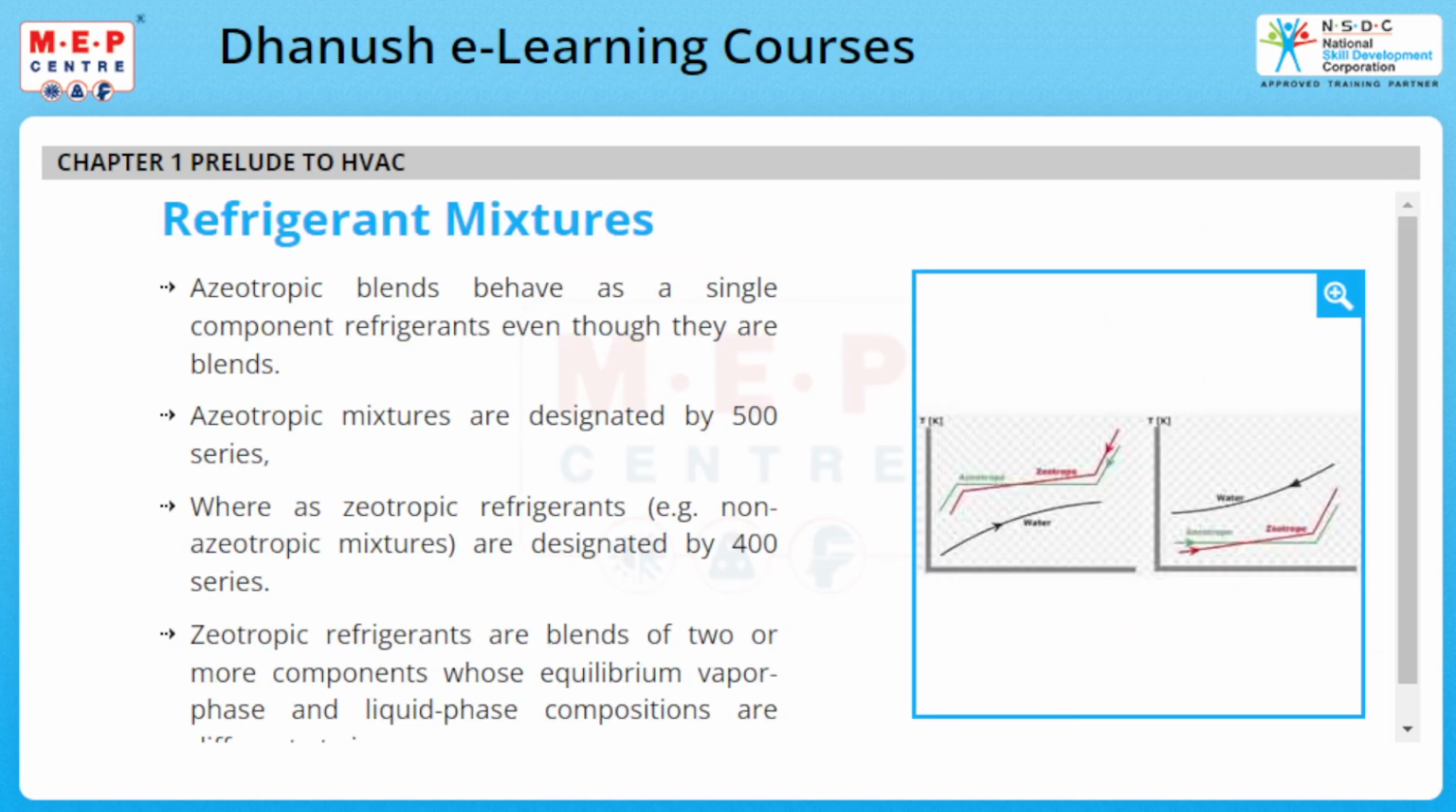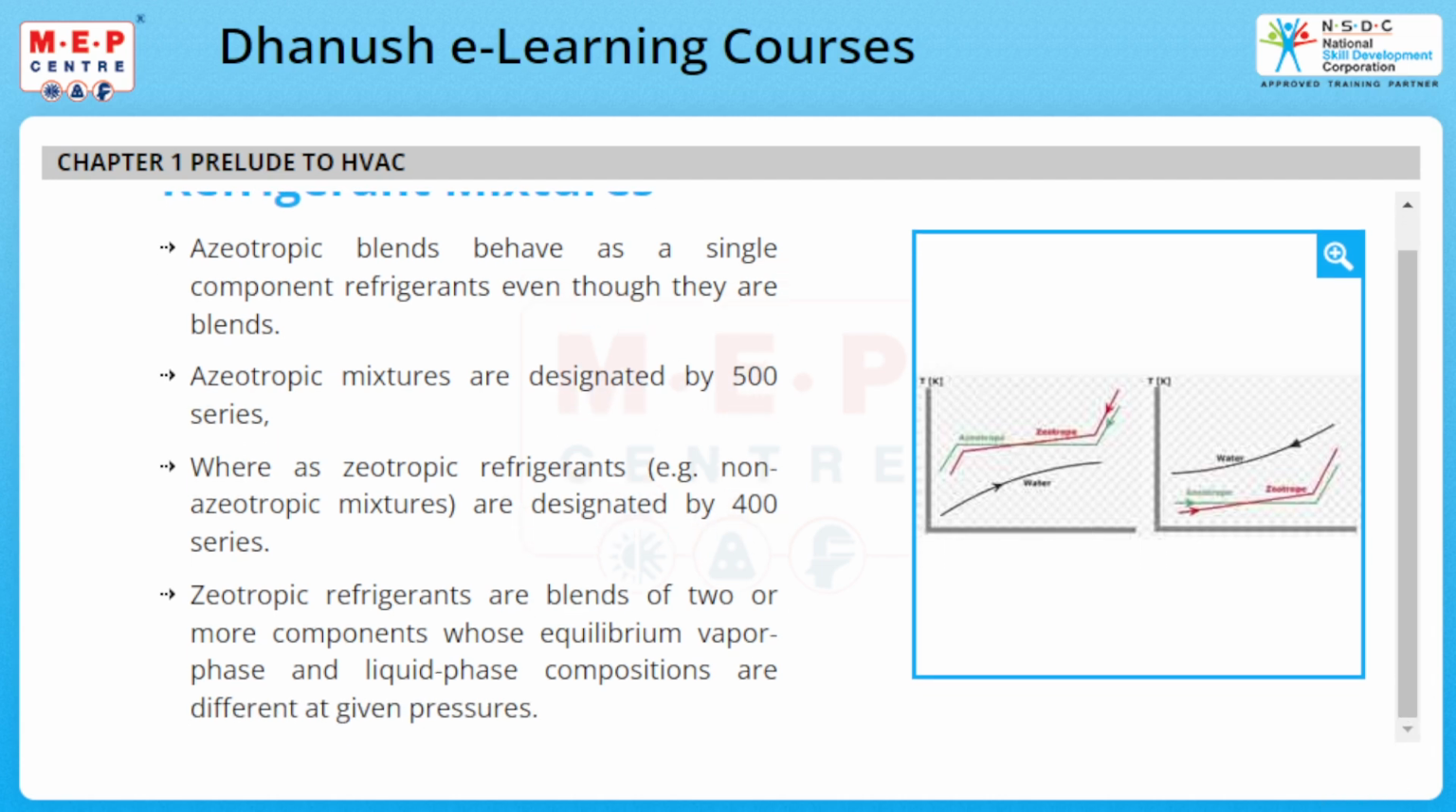Let's next learn about refrigerant mixtures. Azeotropic blends behave as single component refrigerants even though they are blends. Azeotropic mixtures are designated by the 500 series, whereas zeotropic refrigerants are designated by the 400 series. Zeotropic refrigerants are blends of 2 or more components whose equilibrium vapor phase and liquid phase compositions are different at given pressures. Let's next discuss the serial numbering used for refrigerant classes.